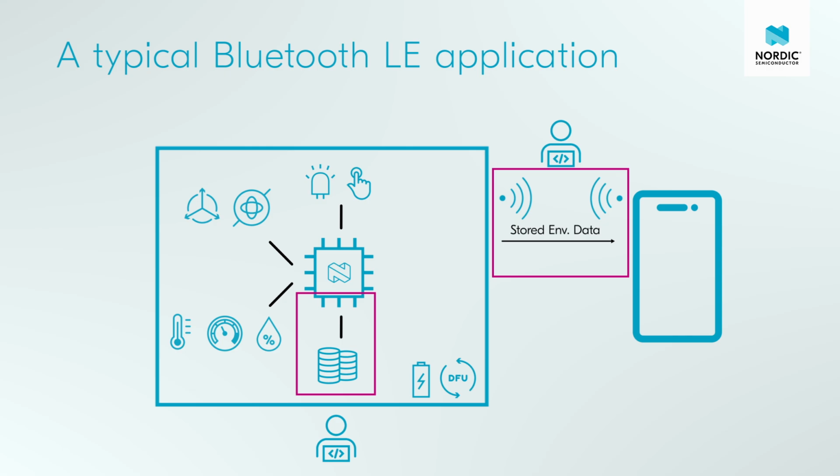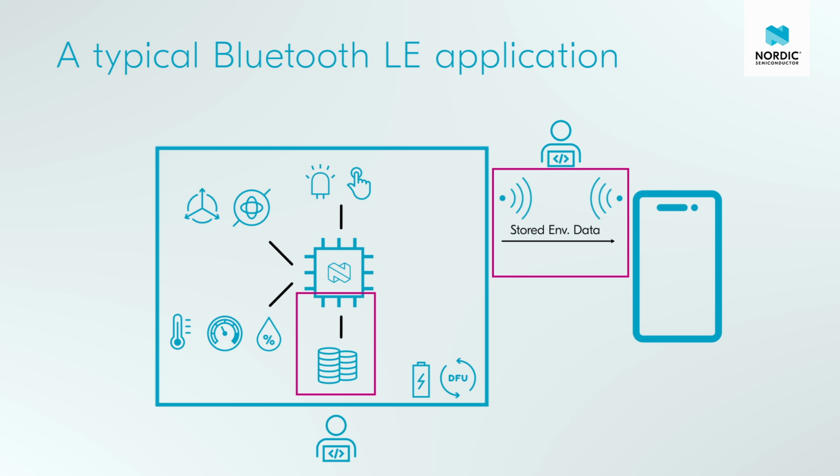Welcome back to the fourth video of this series. In this video, our main focus will be on storing data in non-volatile memory. This data can be anything, but in this demonstration of a typical Bluetooth Low Energy application, we will be storing the environmental sensor readings in non-volatile memory.